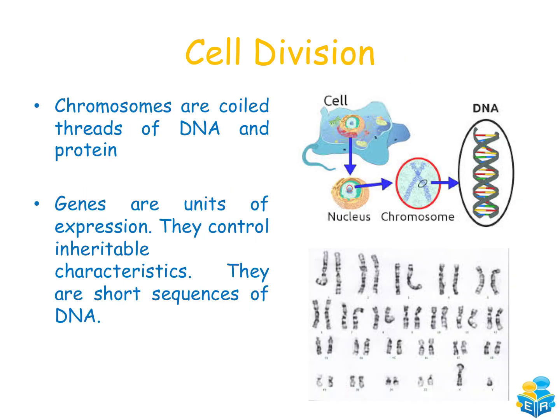So chromosomes are coiled threads of DNA and protein. Okay, very common exam question actually to come up. What are the 2 things that chromosomes consist of? DNA and protein being the answer for that. Now we've already mentioned this already.